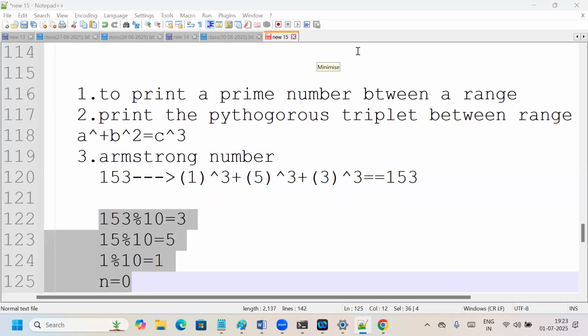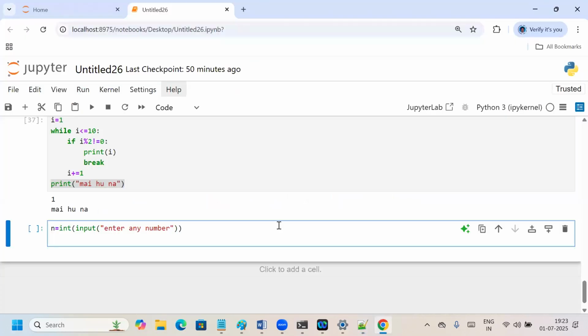Just take input. Okay, fine. Okay guys, tell me. Guys, quickly tell me, you want to go for lunch, right? Otherwise, without completion, you will not go.